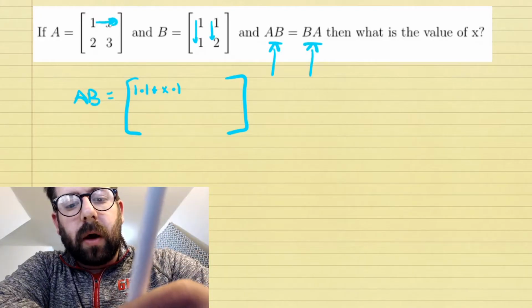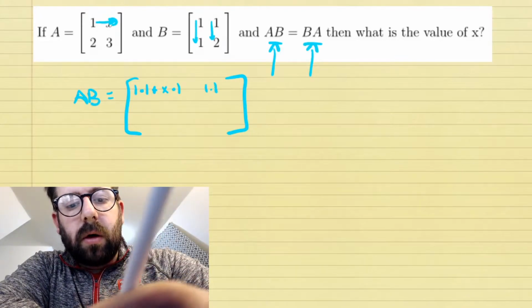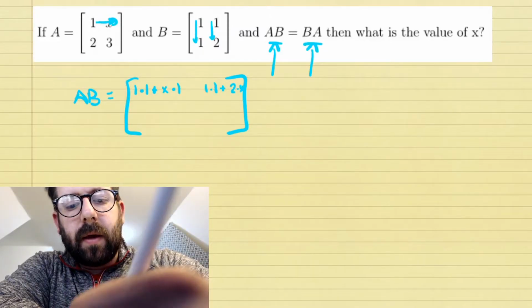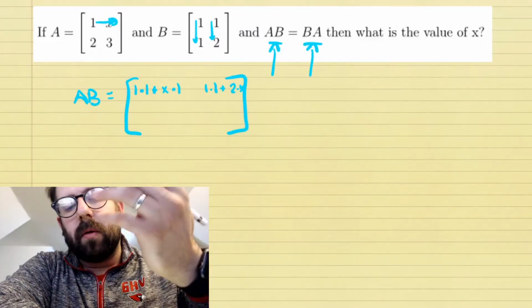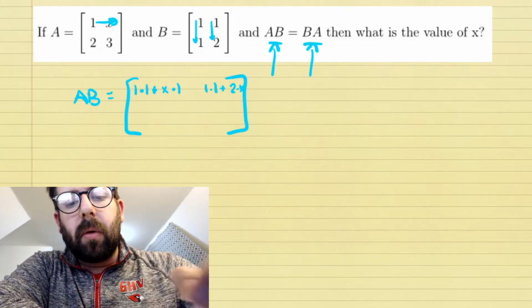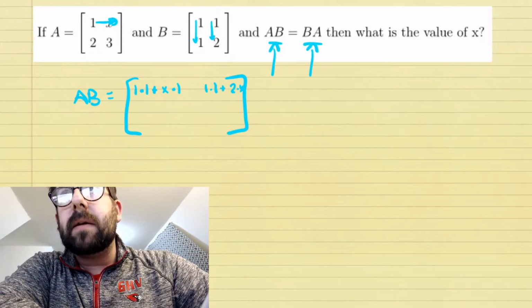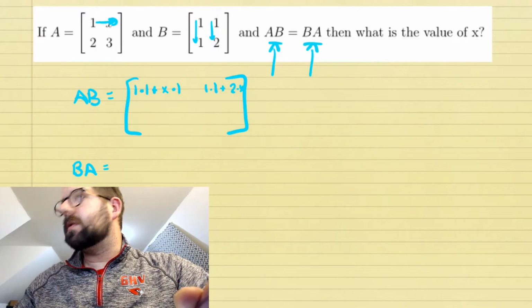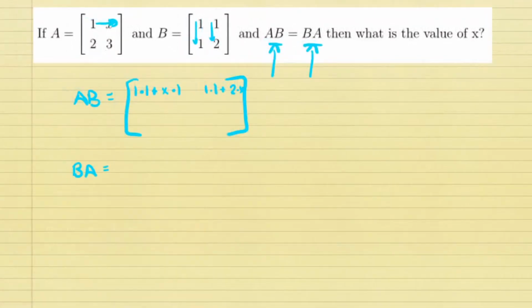Row, column, right? So 1 times 1 plus 2 times x. That entry. Then I'd move on to the second one. I wouldn't have to deal with x's anymore. But when I flip it around and I go B times A, I might have to get rid of my camera here just so you can see. When I flip these two around, let me get rid of these markings.